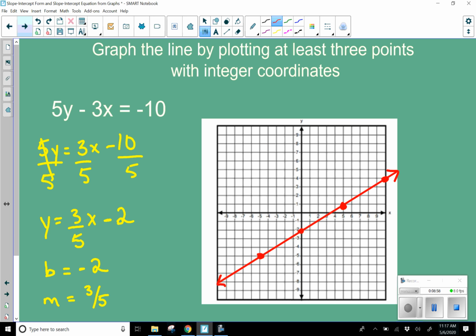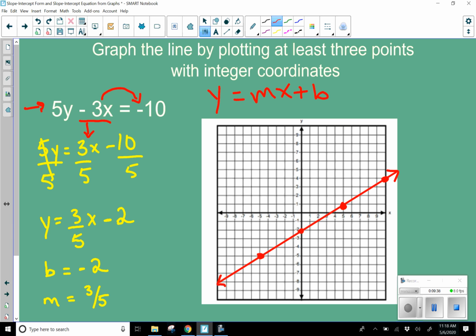Okay, the equation is 5y minus 3x equals 10. As you can see, this equation is not in slope-intercept form. Remember, your slope-intercept form is y equals mx plus b. So we need to rearrange it. The first thing I did was move negative 3x over to the other side of my equal sign. Whenever you move something to the other side, it changes to the opposite sign. So since it's a negative 3x, it's going to change to a positive 3x. That's going to leave me with 5y equals 3x minus 10.